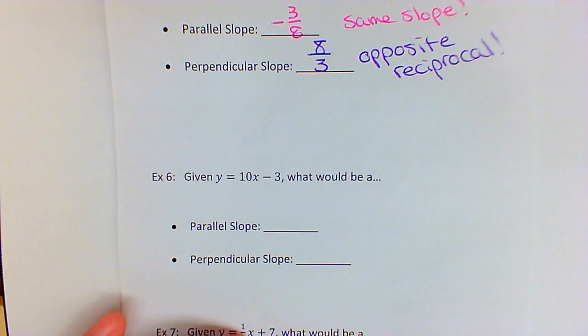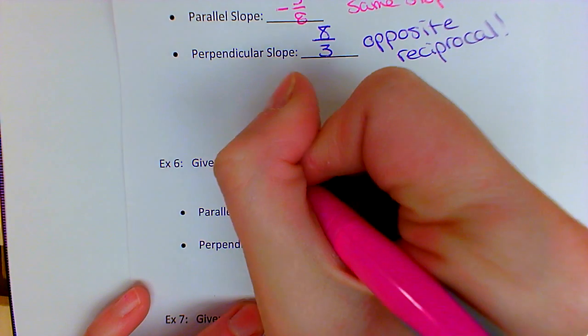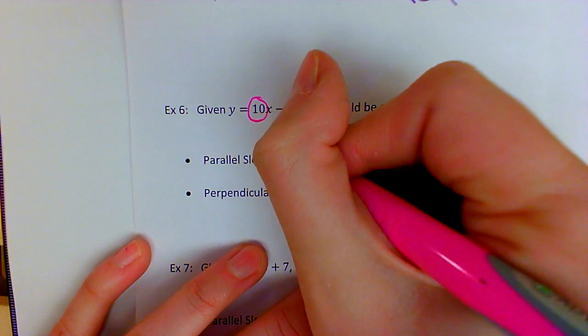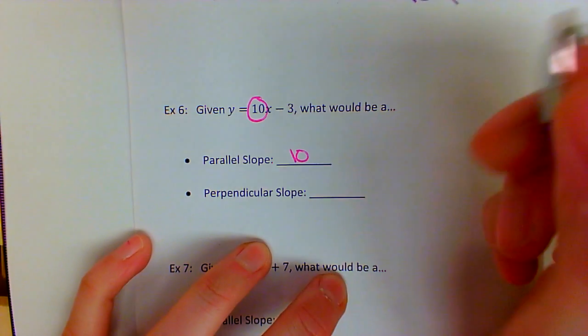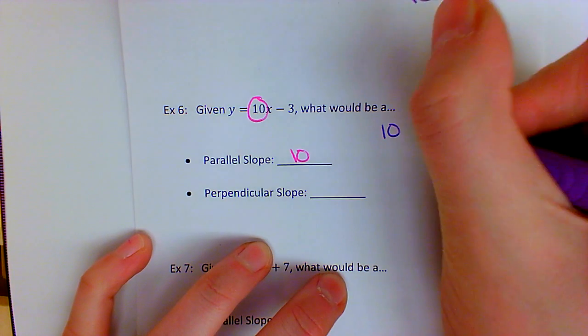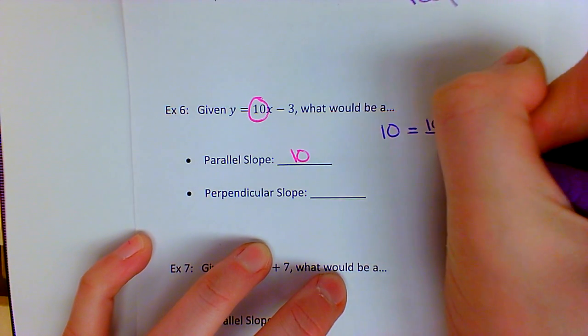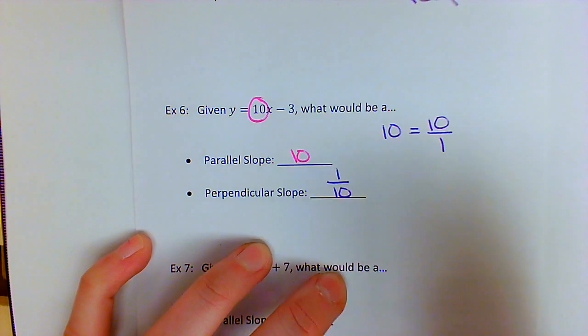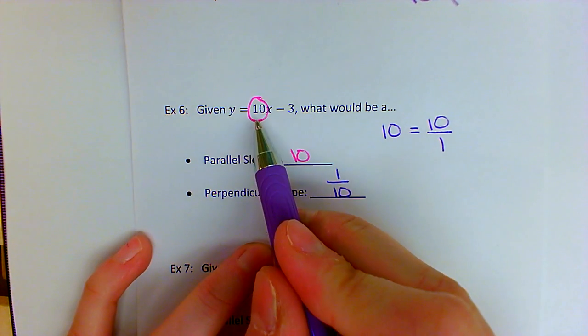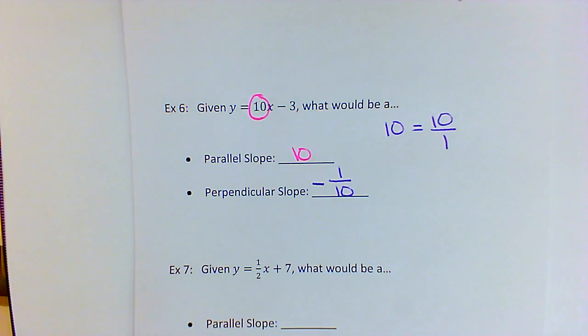Looking down at number 6, same kind of question. We want to know what a parallel slope would be to 10. Well, parallel is the exact same thing, so I would rewrite it as 10. If I'm doing perpendicular, though, 10 is the same thing as 10 divided by 1. So when I do the reciprocal part, I'm going to flip it around so that it's 1 over 10. And this is a positive number, so now this one needs to be negative.